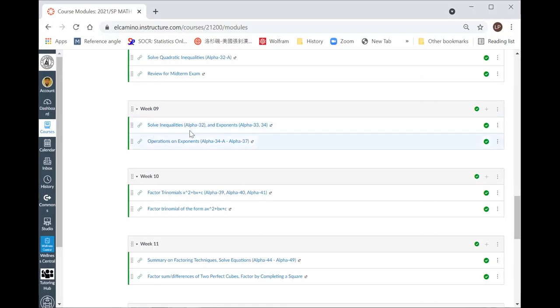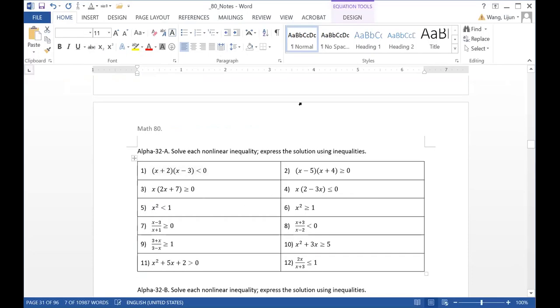Week nine, we continued on inequality. We continued on inequality with a quotient. So this piece is week number 9. That's after spring break, we came back, and we look at alpha 32. So before the spring break, we did all these quadratic. After spring break, we did the quotient. So these questions were covered in our study. So now the inequality piece is complete. That's what you see in the quizzes, and those quizzes all reflected what we covered in classes.